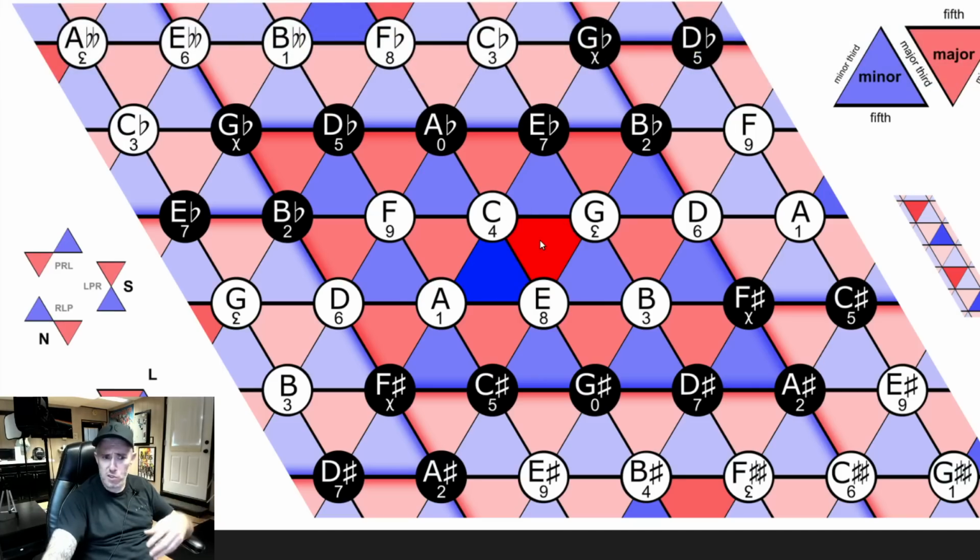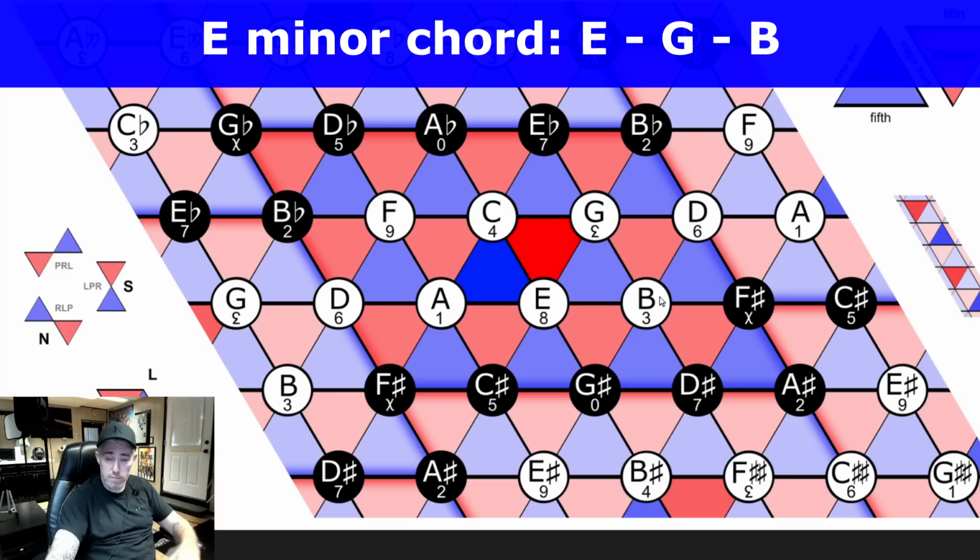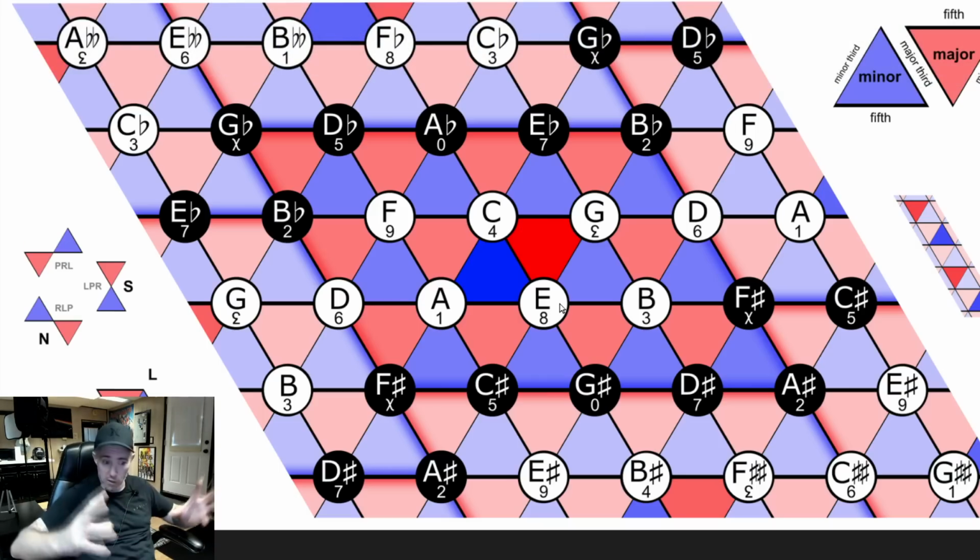Let's try another one. Let's try G major. What's the relative minor of G major? Well, you just use the same shape. G major is G, B, D. That's that downward triangle. And then the triangle in this direction, E, G, B, that's E minor. So G major and E minor are your relative major-minor pair. It works for any relative major-minor pair. It's always going to be those two triangles.